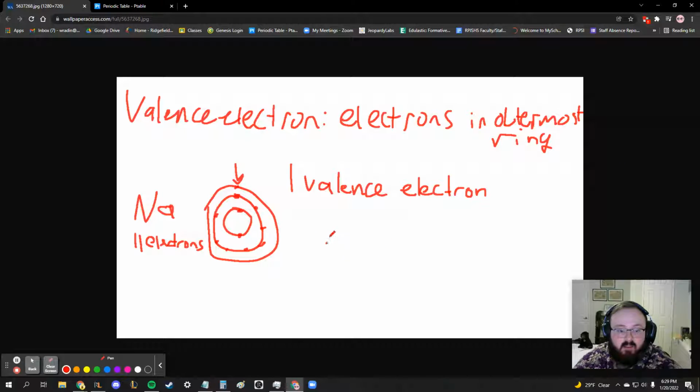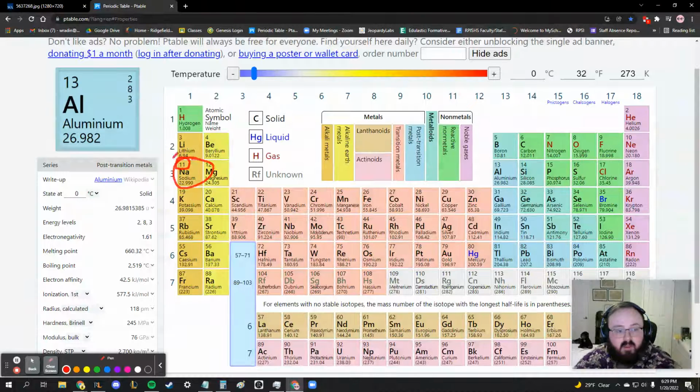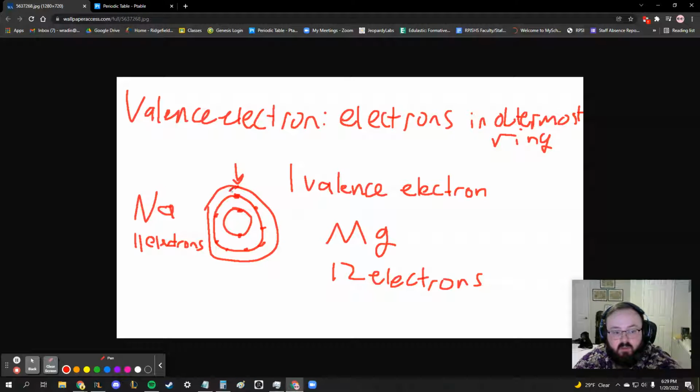Now, if we took magnesium, for example, magnesium has 12 electrons. We know this when we go back to our periodic table. Magnesium is 12. So we are adding one more electron from sodium. Instead of redoing all this, I can just add another electron. So magnesium, I just want to make this clear, will have 2 valence electrons.